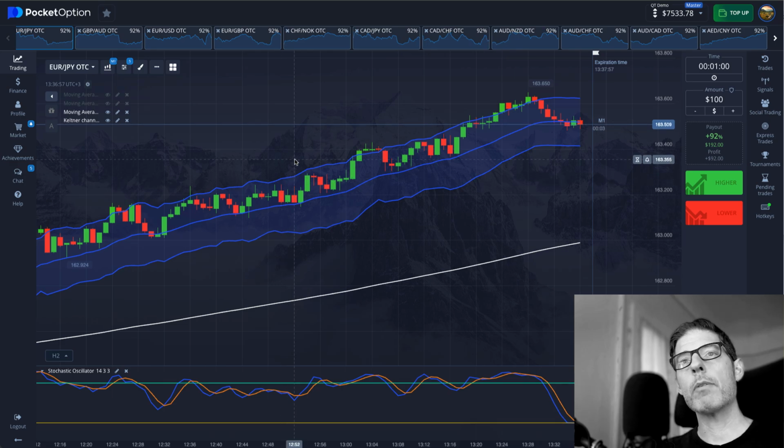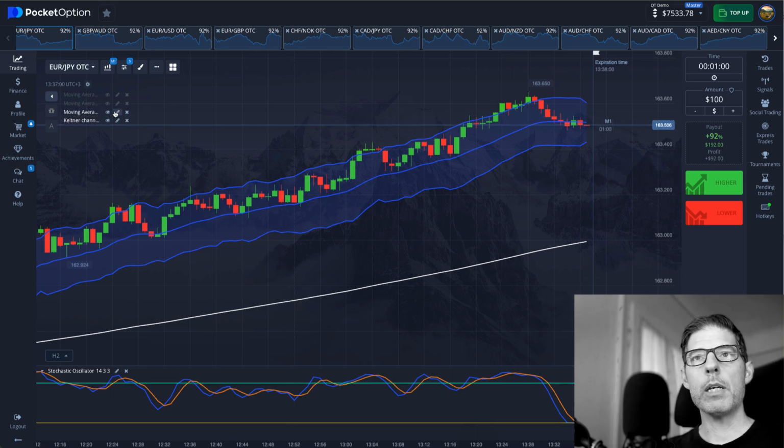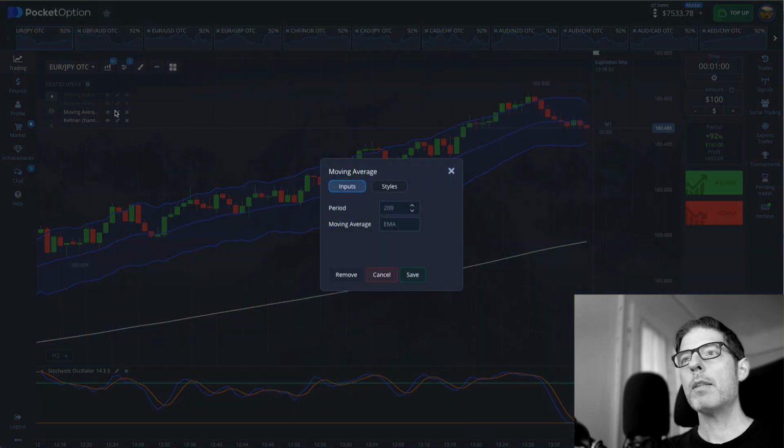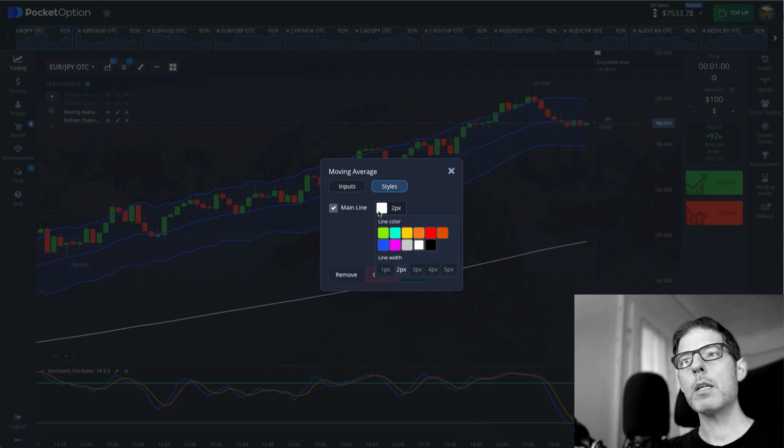So let's make sure we have everything set up correctly. Let's come over here to the moving average that we've added to the chart. We want to make sure that this is at 200 for the period, and for the moving average, this needs to be set to EMA. Okay. Now the style for that, I've chosen white with a 2 pixel line width. And this makes it really easy to see, okay?